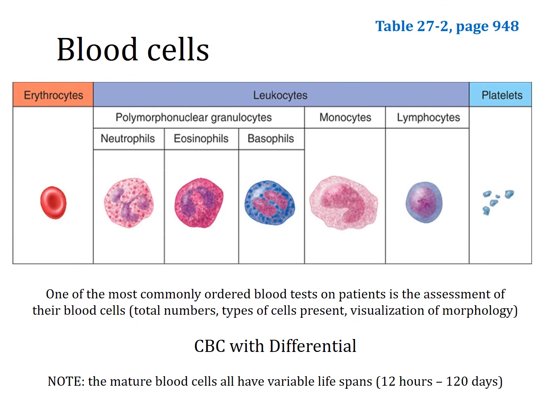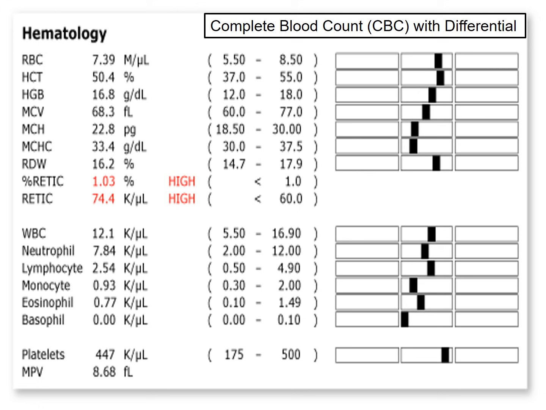One of the most common exams which is done on blood is the CBC with differential, where the lab techs are identifying the total number of each of the varying blood cells and then giving you some report on the visualization of their morphology or what they look like. Do they look like normal blood cells? And then here is an example of a CBC with diff with the varying results for each.